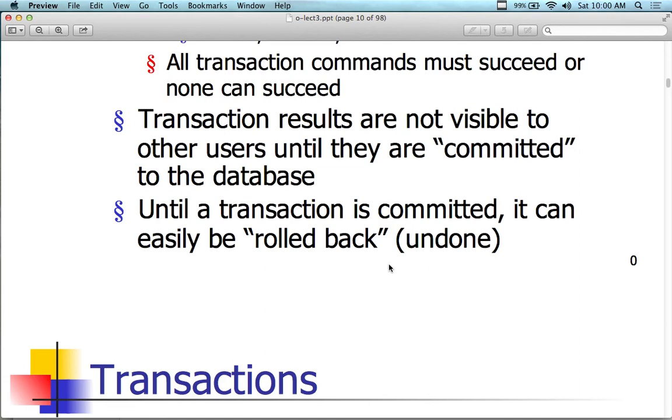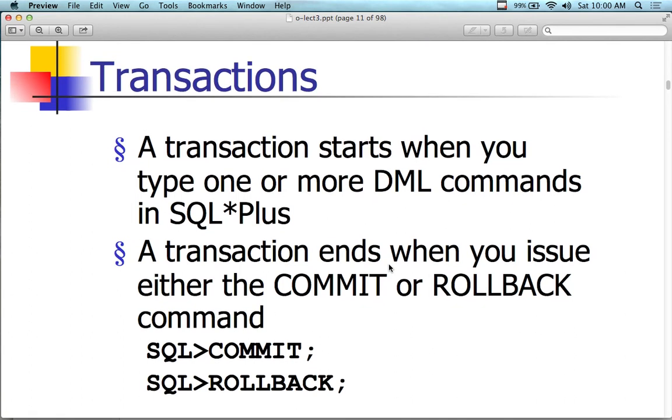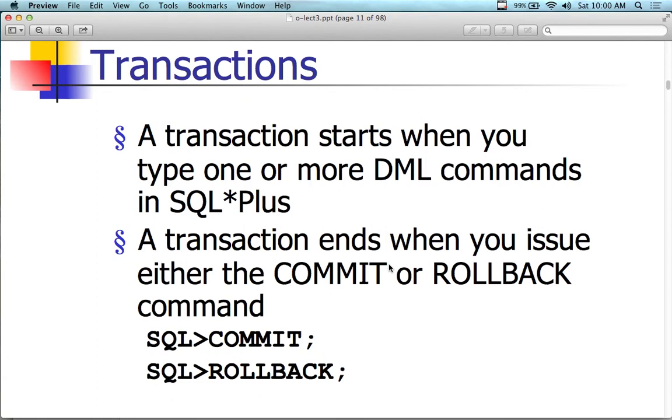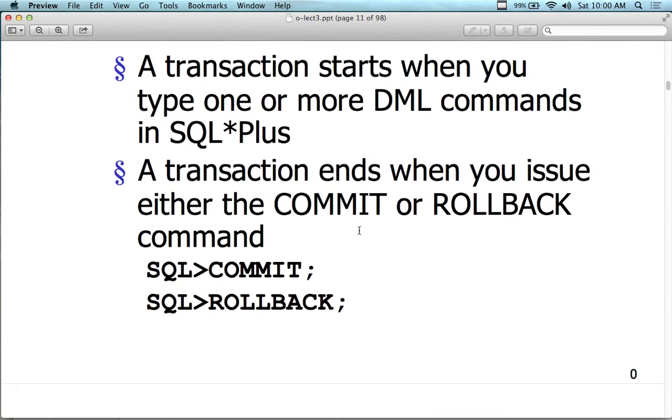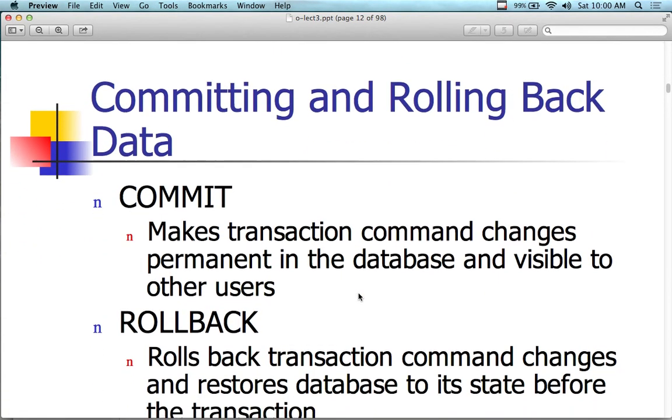Until a transaction is committed, you can easily roll everything back. You can't roll it back after you commit it. A transaction starts with one or more DML commands, and then it ends with a commit or a rollback. If you're going to put it into a file, you put all your commands in the file, put a commit or rollback at the end, or manually put the commit or rollback in after you've run the file. That way you can tell if something actually worked or didn't work.